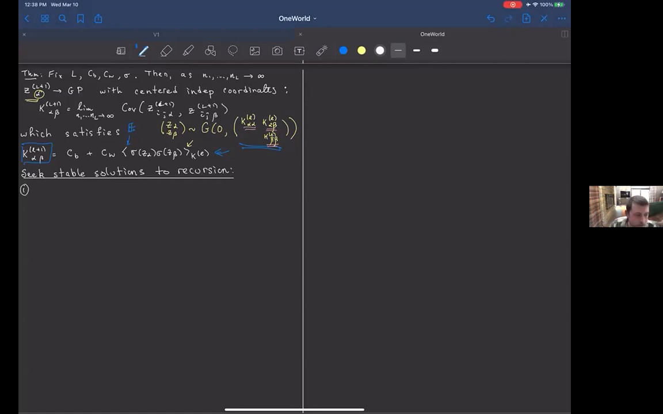So step number one is you seek a fixed point. So you seek a fixed point for the simplest recursion that you have, which is just the single input recursion for K_L(alpha, alpha). And all this means is, I'll call this equation star, I seek a K star so that K star is C_b plus C_w times sigma squared with respect to K star. So this is what this recursion comes down to if alpha is equal to beta.